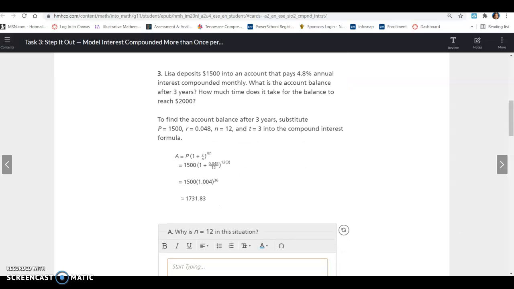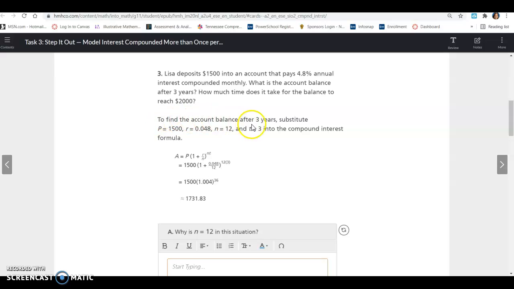All right, let's look at this example. Lisa deposits $1,500 into an account that pays 4.8% annual interest compounded monthly. What is the account balance after 3 years? How much time does it take for the balance to reach $2,000? So we can see that the initial amount is $1,500. It's 4.8% interest, and we would have to change that to a decimal, so it'd be 0.048. It's compounded monthly, so n would be 12. And after 3 years, so t would be 3.